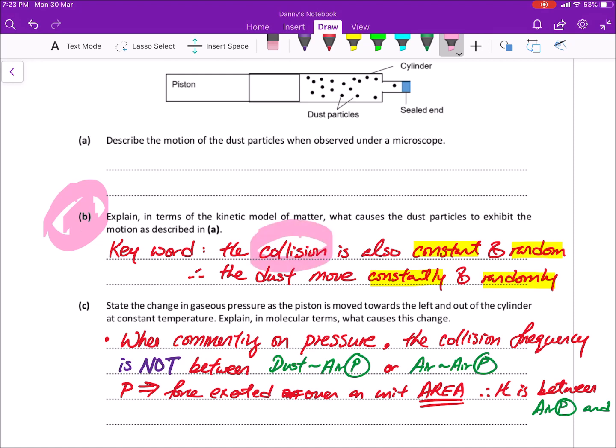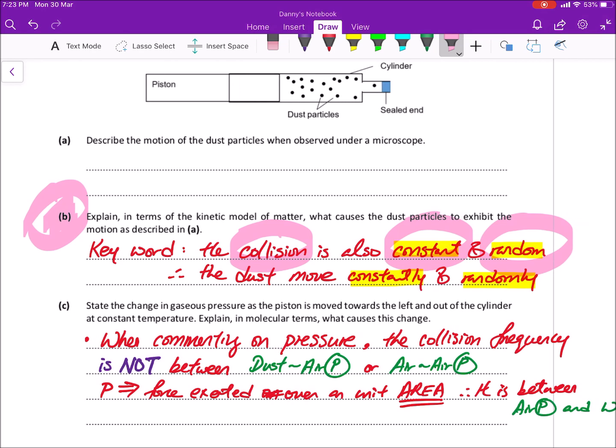Whenever you mention collision, you need to give me the two key adjectives. In the remarks, if you see ADJ, it means that you have forgotten to give me these two key adjectives. Why are these two key adjectives important? It is because you are trying to explain to me why the dust particles are moving constantly and randomly. Hence, the collision must also be constant and random.